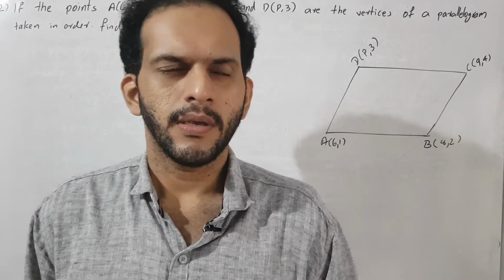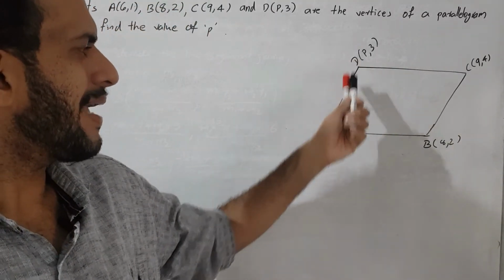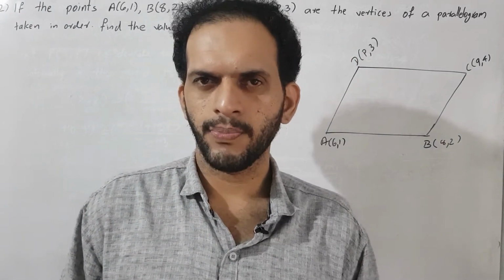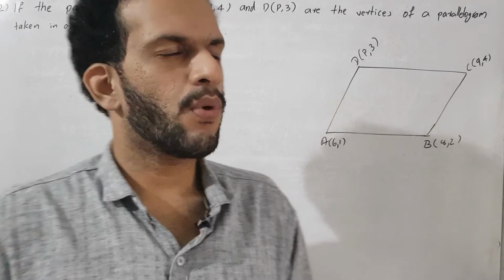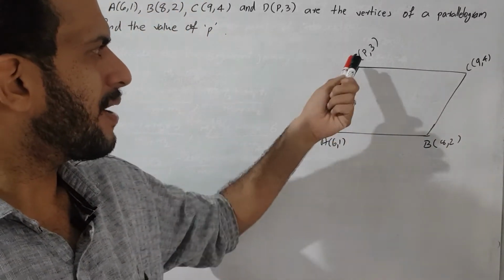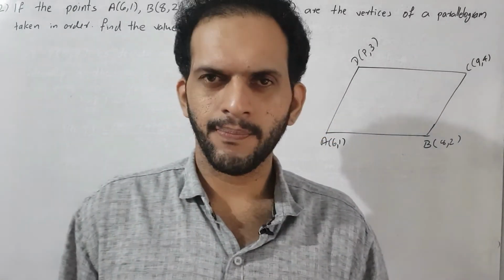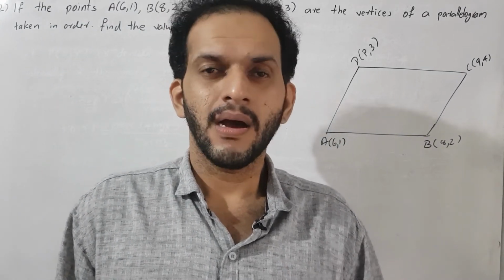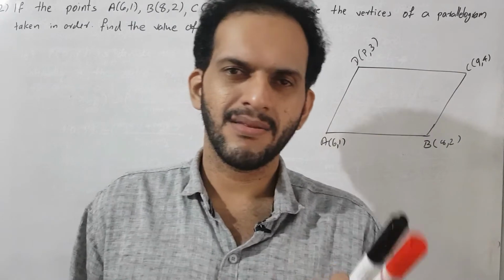Okay, if you want to use A and D directly, we use only the distance formula. Okay, but here it is not given that the length of AD is equal to 5 or 10. Is it given like that? If it were given, then it would be very easy to find the value of P by using the distance formula.